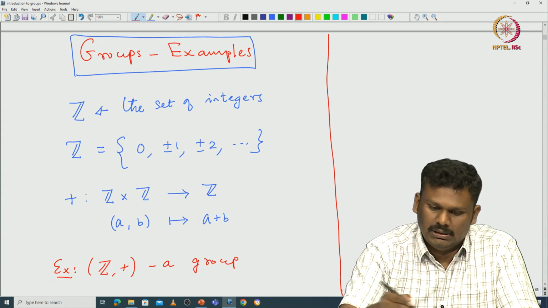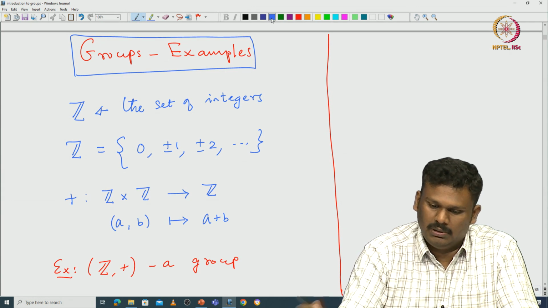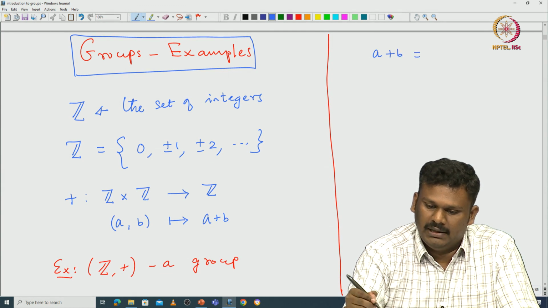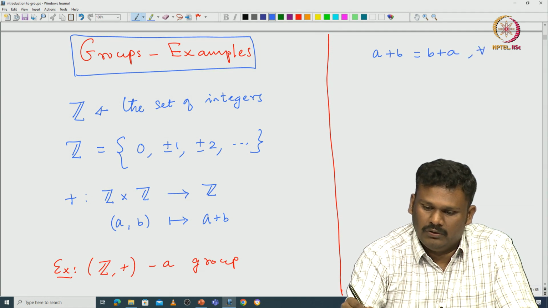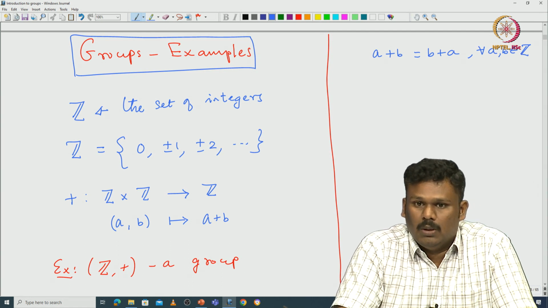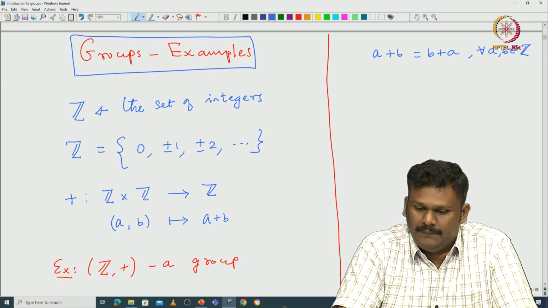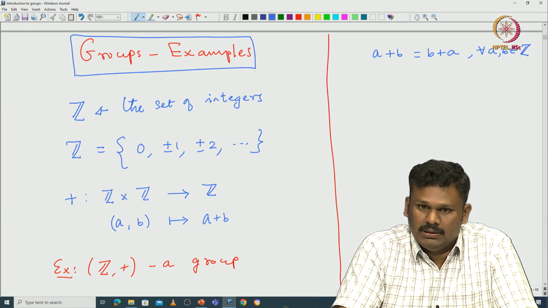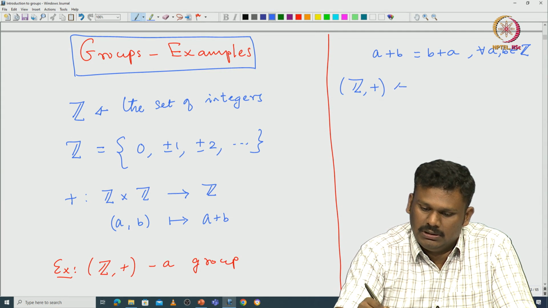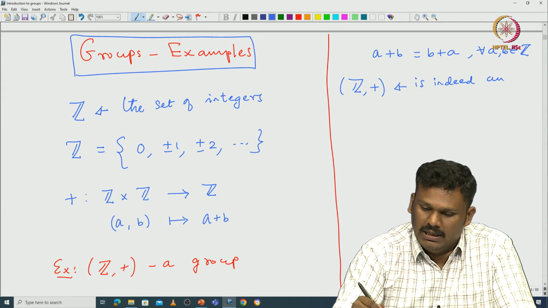Note that this is somewhat more than a group. For example, if I take two integers and add them, a plus b is the same as b plus a, and this is true for all a, b in Z. This kind of extra property is called commutativity. If you have this extra property, then you call that group an abelian group. So what we just observed is that (Z, +) is indeed an abelian group.